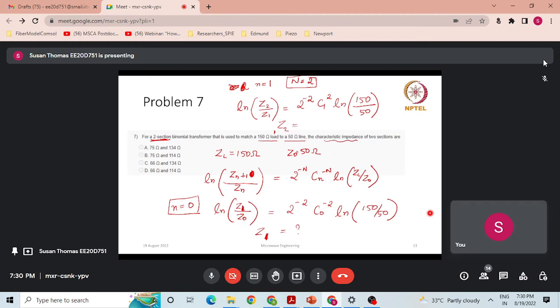And ma'am, what is the equivalent after finding Z1 and Z2? I couldn't get your question. Can you repeat, please? Ma'am, the question asks for the characteristic impedance of the two sections. So individually we have to find the two sections, or a single characteristic impedance of the combination of the two sections? No, it is individually the characteristic impedance of the two different sections. Yes, exactly. The answers are given as two answers.